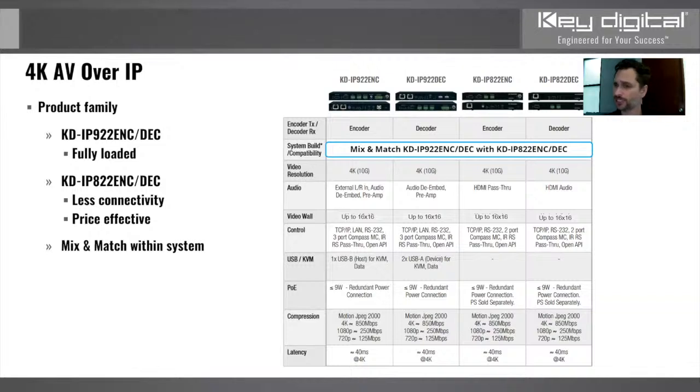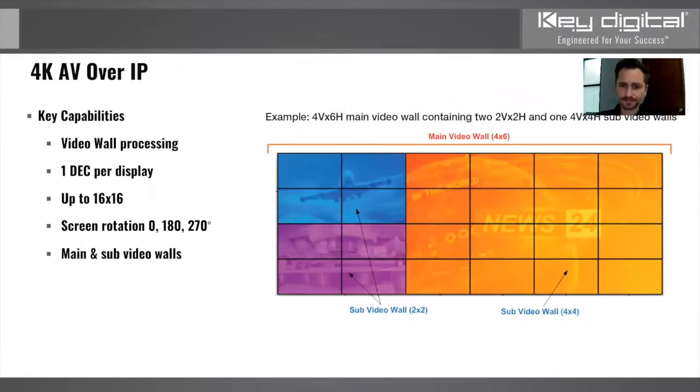And so you're going to see some features that are on the 922, for example, audio de-embedding, that are not on the 822s. So if you need audio de-embedding from your AV sources in the rack, maybe you use all 922 encoders, but decoders behind each display, perhaps you don't need the audio de-embedding. You use your 822 decoders there. Just one common example for you.